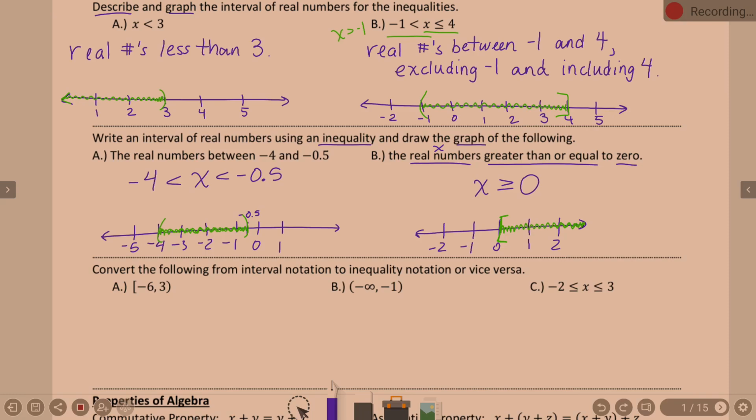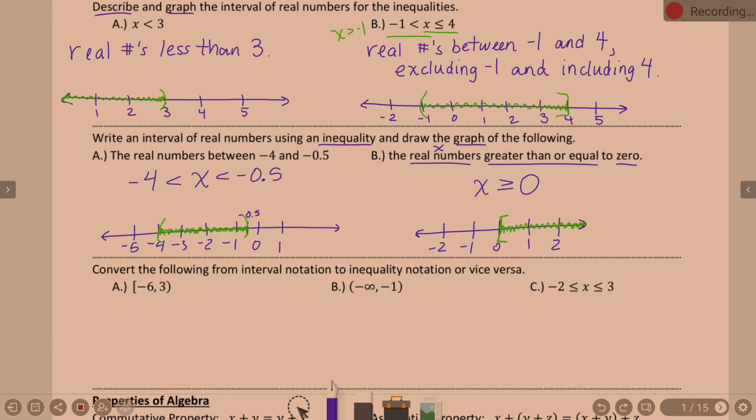Officially, you don't have to graph this. However, I will say a graph is kind of my teaching tool. Okay? So with that in mind, I would suggest that you graph if you're trying to figure it out. So right here, we have interval notation from -6 to 3. We need to write that as an inequality.